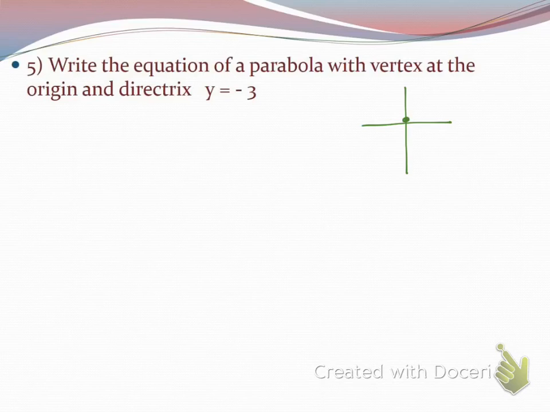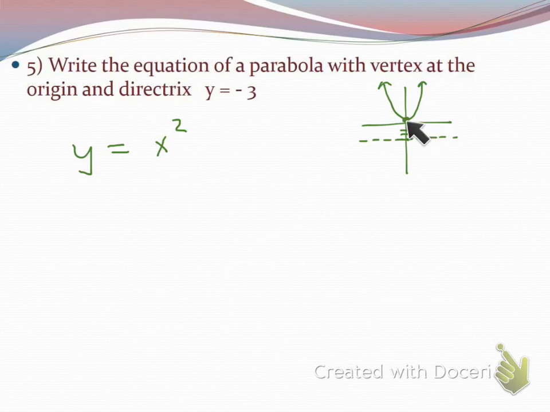And we have to be careful. You don't know yet off of that if it opens up, down, left, or right. Directrix is y equals -3. Well, isn't that this? Which therefore means my parabola has to open up. Okay? So now I know which variable is being squared, x or y. So I know I have x squared equals y.